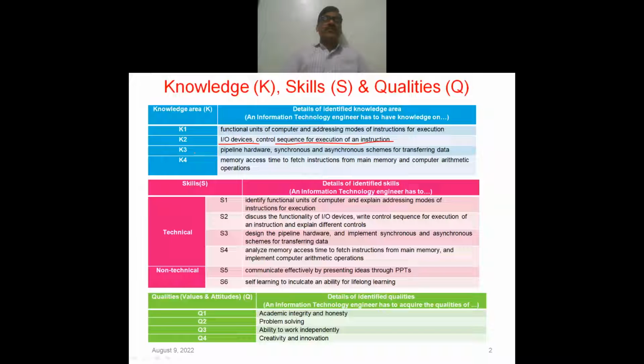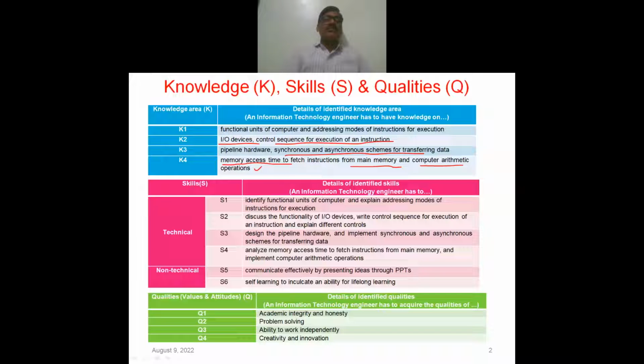In the third unit, the most important knowledge area is the different types of hardware, that is the pipelining of hardware, and synchronous and asynchronous methods for transferring data. The fourth unit develops knowledge of how we compute memory access time, how to fetch instructions from the main memory to the computer processor, and how it performs computer arithmetic operations like subtraction, multiplication, addition, and division.